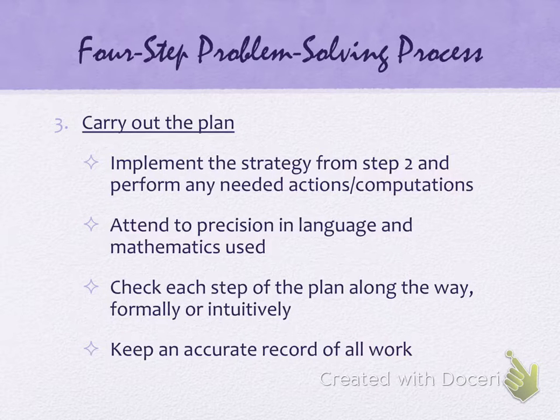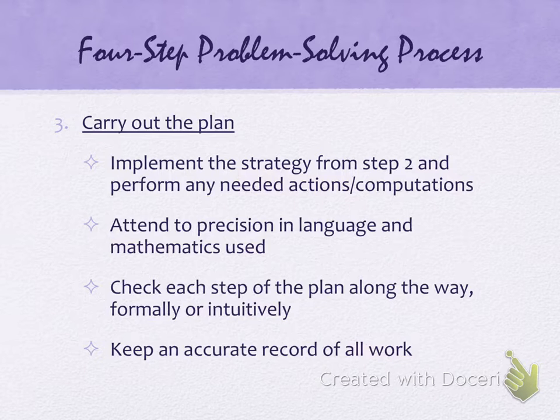Once you decide on what you're going to do, you can do it. All right, you're going to carry out the plan. So implement a strategy, perform any needed calculations or processes. Be careful to attend to precision in language and mathematics. So be careful, right? If it says 5 times 4, make sure you really did 5 times 4, not 7 times 4, whatever. Those kinds of small things.